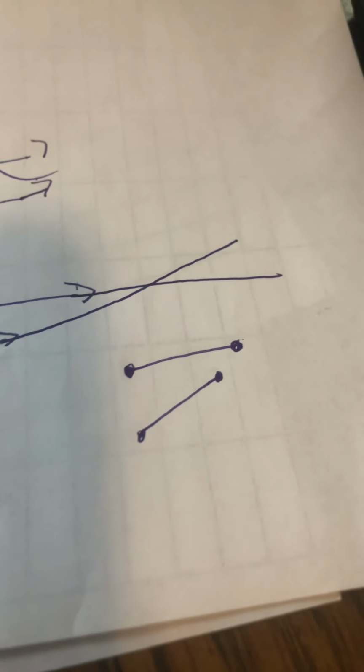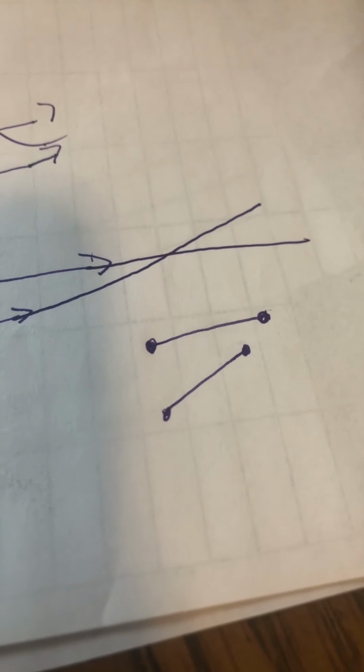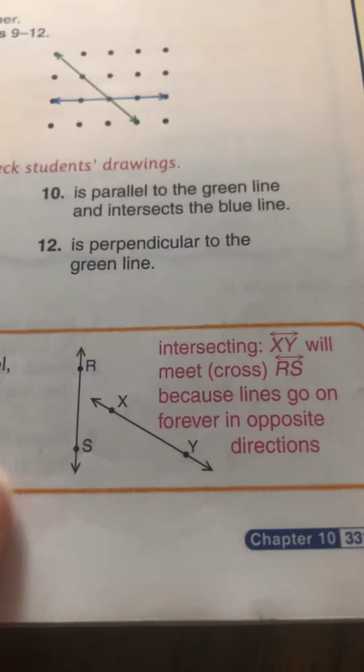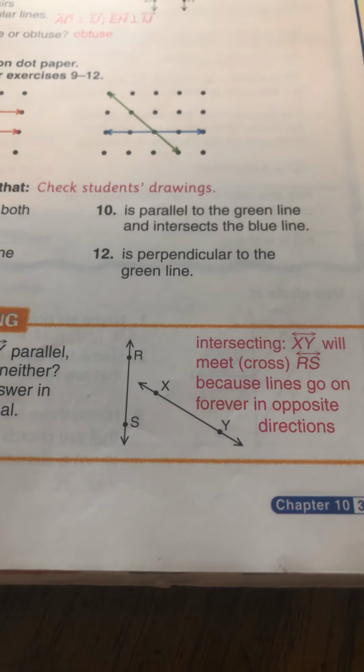These would be neither intersecting nor parallel because they are line segments, and they do not go on forever. Unlike over here, these lines do go on forever, so they will intersect. So I hope that makes sense, and I hope I didn't confuse you too much with that. I do apologize for that.